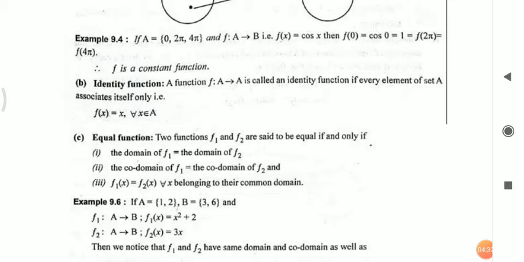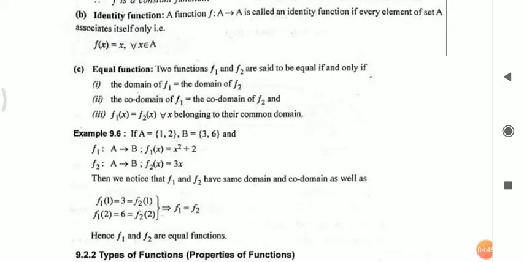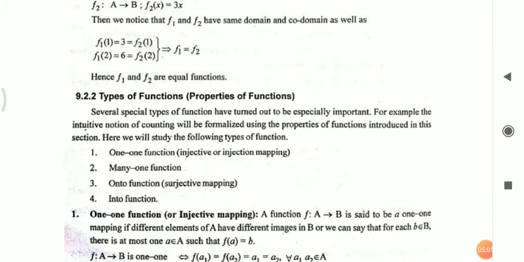Next is equal function. Two functions will be called equal functions if first, their domains are the same, next, their codomains are the same, and third, f1(x) is equal to f2(x) for every x belonging to their common domain. One example is given, with range, domain and codomain given, and two functions defined. Now we are saying that for each value of x belonging to A, we have the same value for both functions. Hence, these two functions will be equal functions.